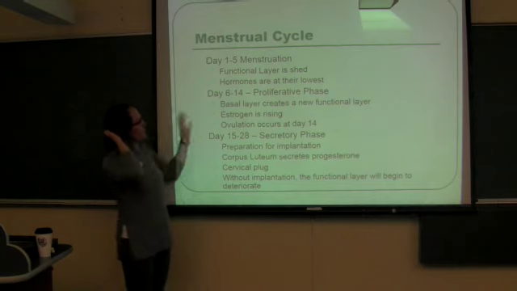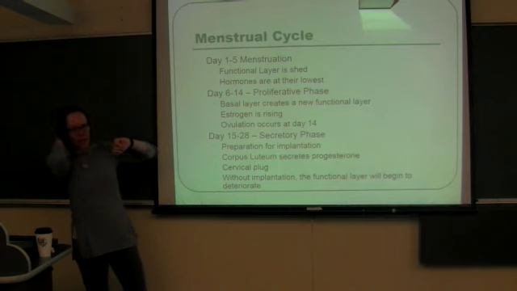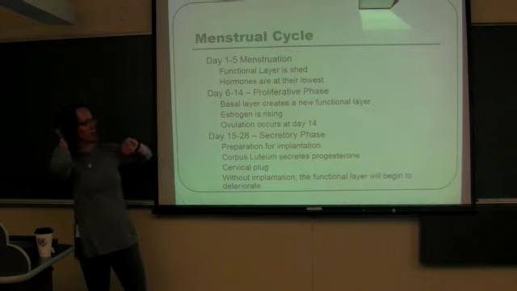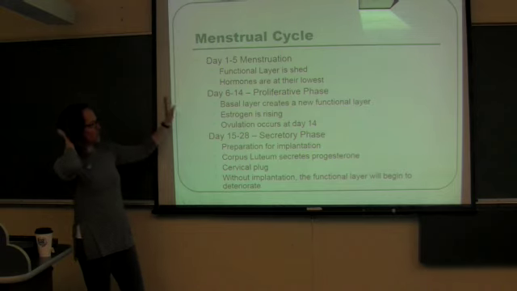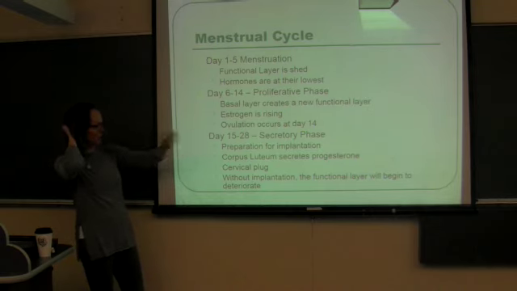So functional layer is shed during menstruation. Hormones are at the lowest. That's when we actually feel good for like 1 week of the month, right? And then the hormones kick in again. So days 6 to 14 is proliferative phase. We create that new functional layer. Estrogen is rising. Ovulation occurs at 14, day 14.